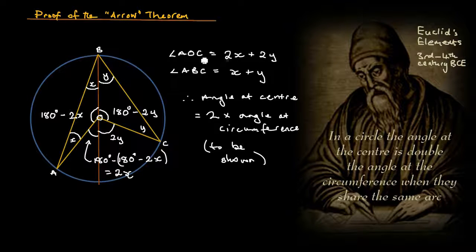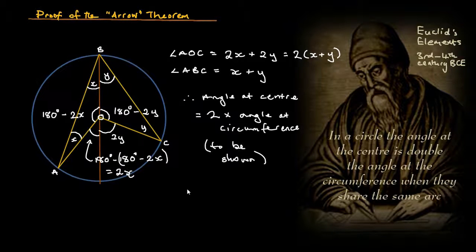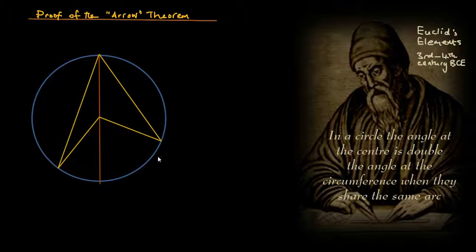Okay, and maybe a way of making that just a little bit clearer is to rewrite this one by factoring out the 2 times x plus y. Okay, so finally we need to just add something if we want to provide a watertight proof for all cases.